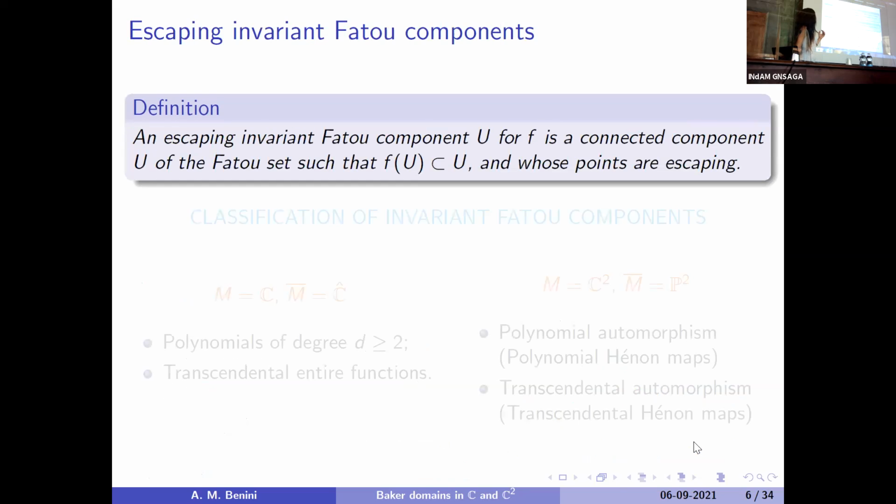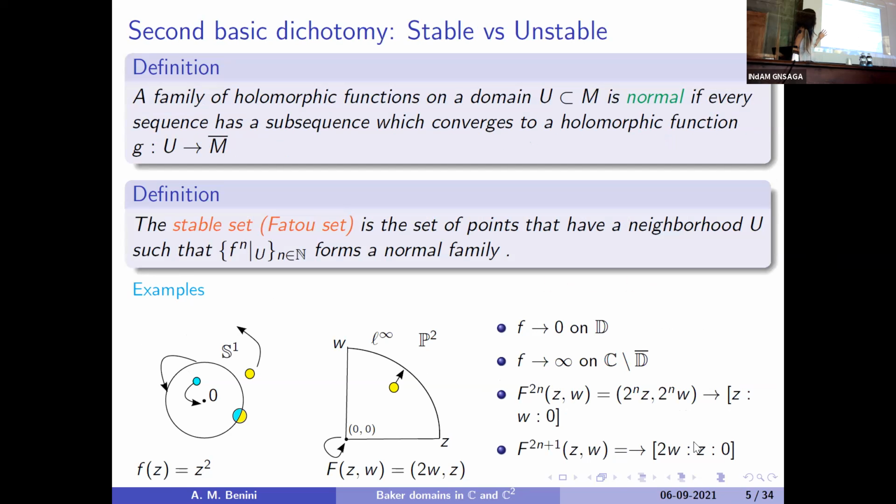The specific mathematical definition is the following. We say that a family of holomorphic functions is normal, many of you probably know this definition from before, if every sequence has a subsequence which converges uniformly on compact subsets to a holomorphic function. The holomorphic function depends on which compactification you choose. So in our case, we look for holomorphic functions which go from a neighborhood of your point to P2 if you are in C2, or to C hat, the Riemann sphere, if we are in C.